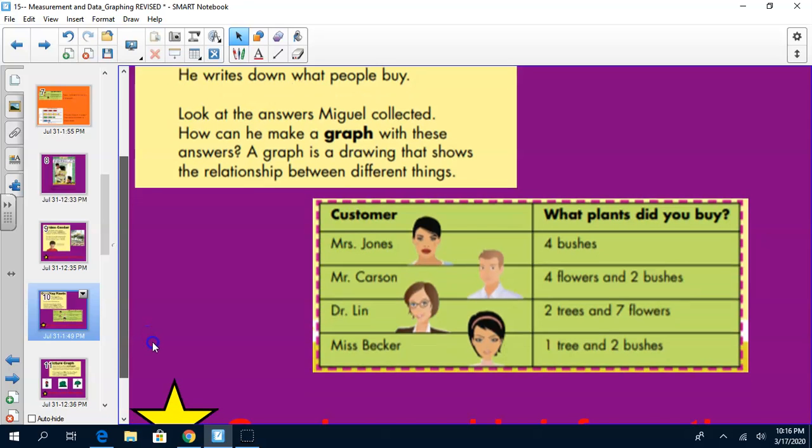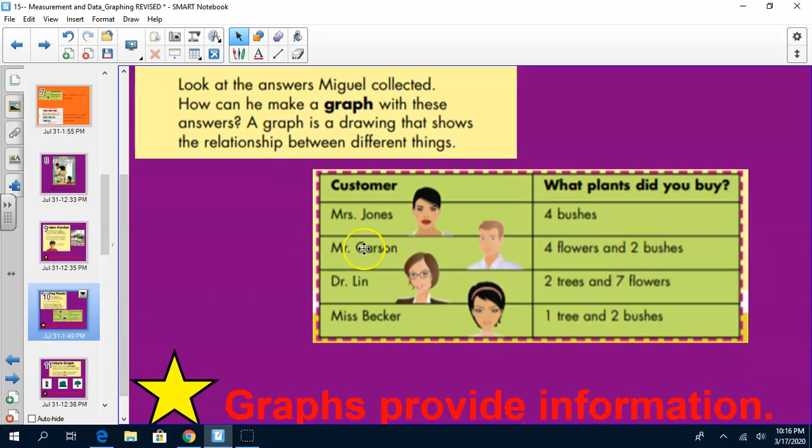So we know there are 4 customers. There's a Mrs. Jones, a Mr. Carson, a Dr. Lynn, and Miss Becker. Let's take a look at Mrs. Jones. She bought 4 bushes, while Mr. Carson bought 4 flowers and 2 bushes. Dr. Lynn bought 2 trees and 7 flowers. Miss Becker bought 1 tree and 2 bushes. And again, there's our repeated storyline. Graphs provide information. So what are we going to do with this information that we now have? Let's find out.